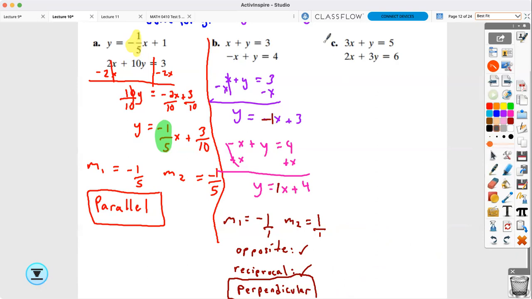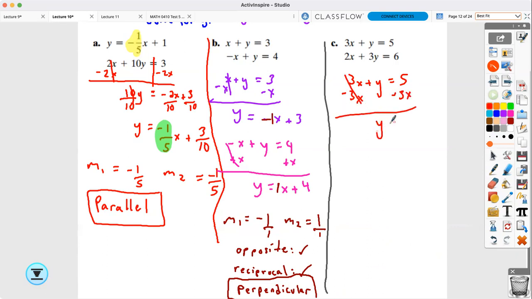All right, let's take a look at C. We have to solve for y for both of these. So let's start with the first one. 3x plus y equals 5. I'm going to subtract 3x to get this y by itself. So I get y equals negative 3x plus 5.